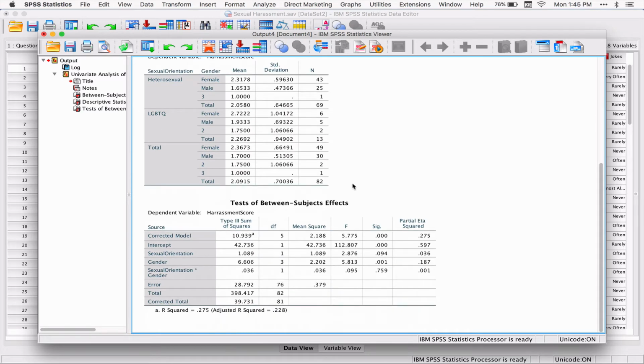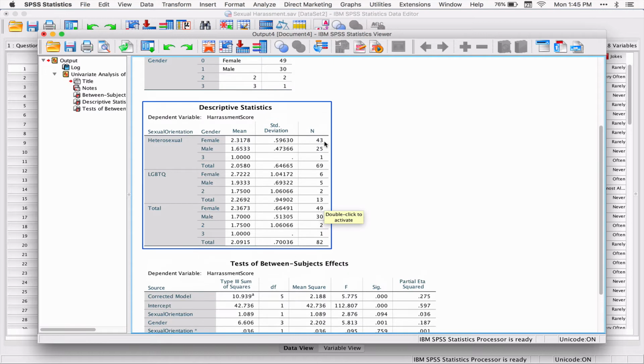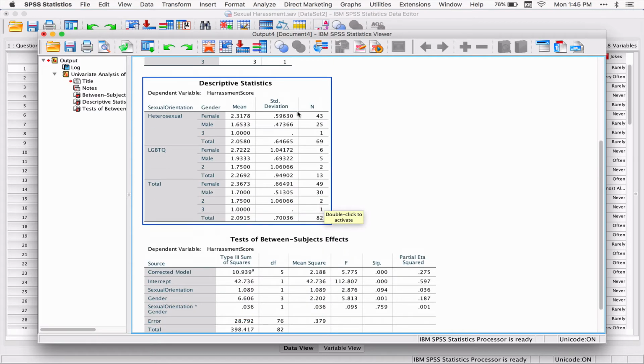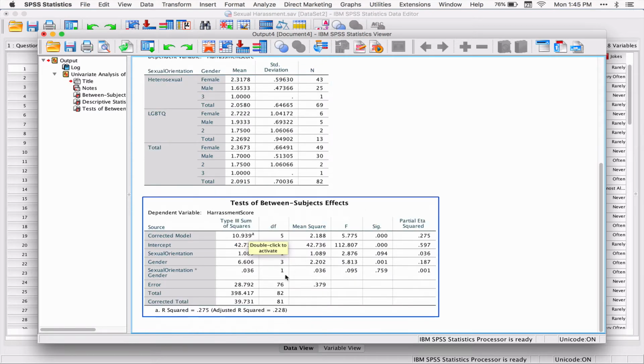Let's see. Here you have the means and standard deviations in this next box. But I'm going to go to this last box and check to see if we had a significant interaction.